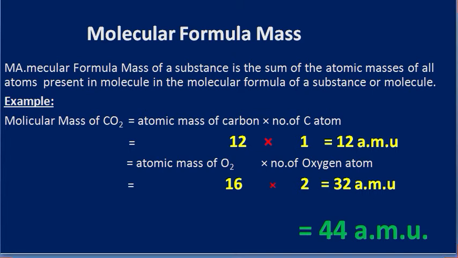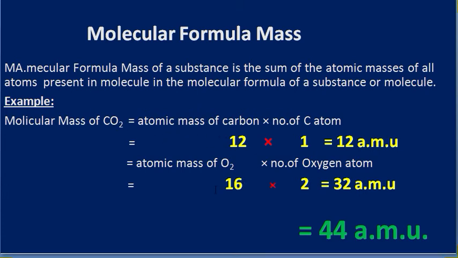First of all, we see carbon dioxide. The atomic mass of carbon is 12 and we multiply by the number of carbon atoms. How many carbon atoms are present in the formula CO2? One carbon atom. So we multiply it by 1. So we will get 12 AMU. How many oxygen atoms are present in carbon dioxide? Yes students, 2.